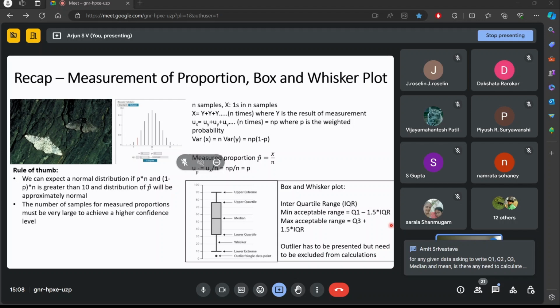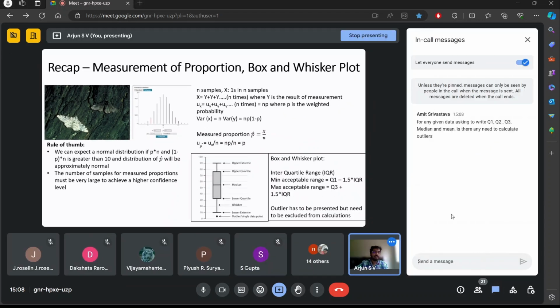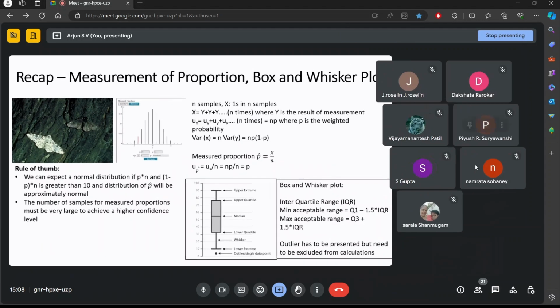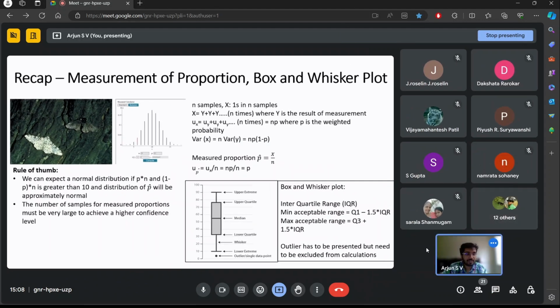Amit Srinivastava, we will have a doubt session after this. I will come to your question during the doubt session. I'll first finish my recap, if that's okay with you.